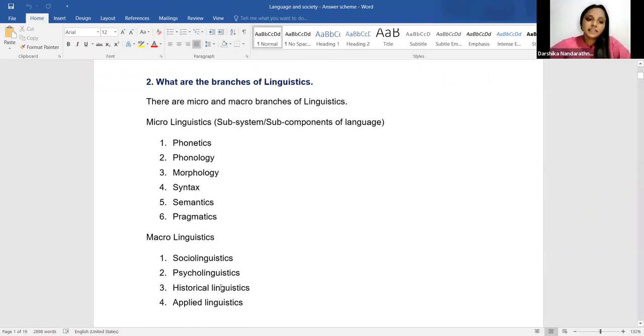Then the second question, which comes under question number 1, is what are the branches of linguistics? You know that we can divide linguistics into 2 branches basically as microlinguistics and macrolinguistics. Then you need to write down the areas of fields or subjects which come under microlinguistics and macrolinguistics separately.